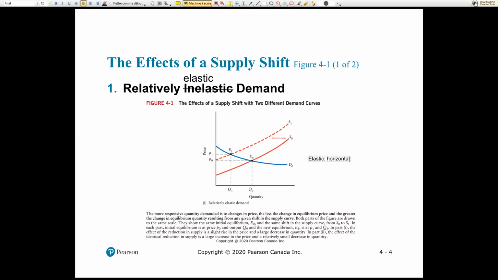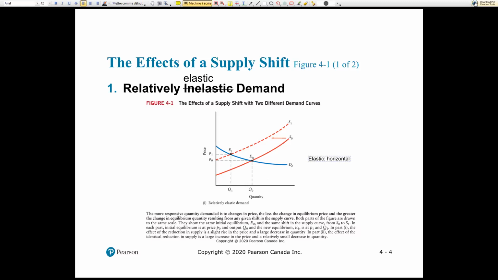So what happens? Well, I have a shift in the supply curve. What happens to the equilibrium quantity and price? Well, the price didn't shift all that much, but the quantity shifted a lot. That's because consumers don't want to pay more, and they have substitutes. So if suppliers want to charge a higher price, consumers are just going to go and buy something else on another market.